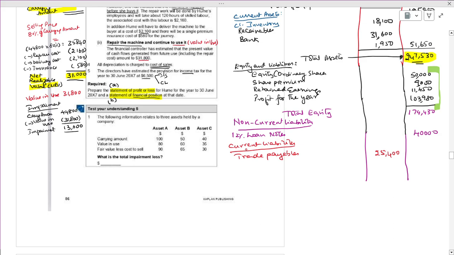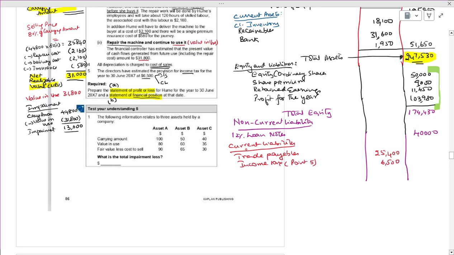Income tax. How much is the income tax? 1,300. No, 0.5. The directors estimated the provision for income tax for the year ended 30th June 2007. How much? Yes, 6,500. Next.